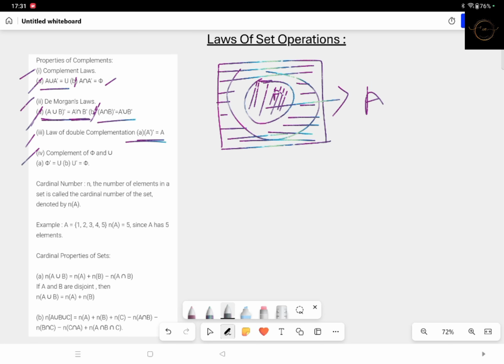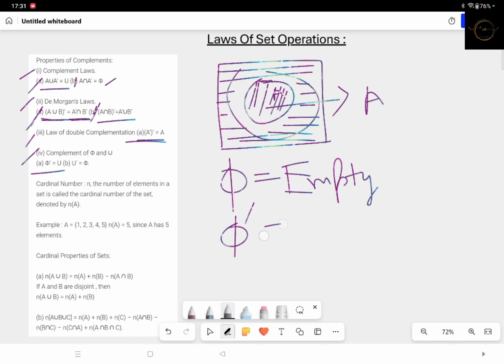Next law, complement of phi and U. Phi dashed equals U. What is phi? Can you tell me? Phi is the empty set. We have learned that phi is the empty set. If phi is empty, then obviously phi dashed will be full. Opposite of phi. Complement means what? Opposite. If phi is empty, then phi dashed must be full. And full set means it's U. So therefore, this is U.